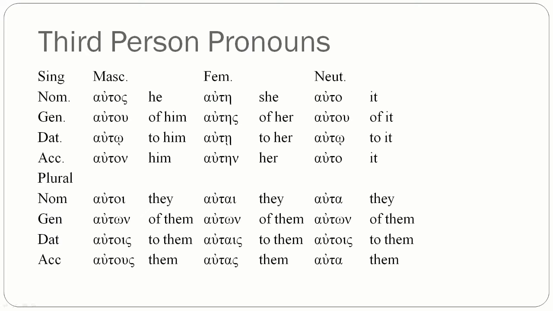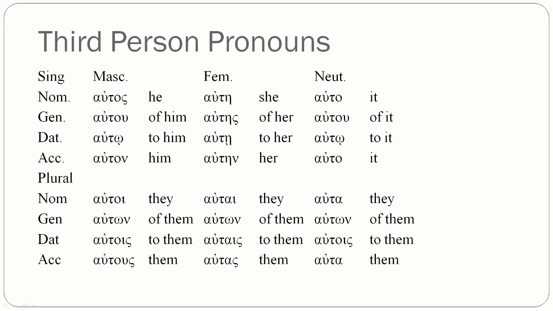Then moving to the plurals, you have auta with an alpha, they. And then auta in the accusative is the same, because, again, nominative and accusative are the same in both the singular and the plural. So auta, that form with the alpha ending, can be they or them, if it is neuter. And then the middle forms, genitive and the dative, are the same as the masculine: auton, of them, and autois, to them.